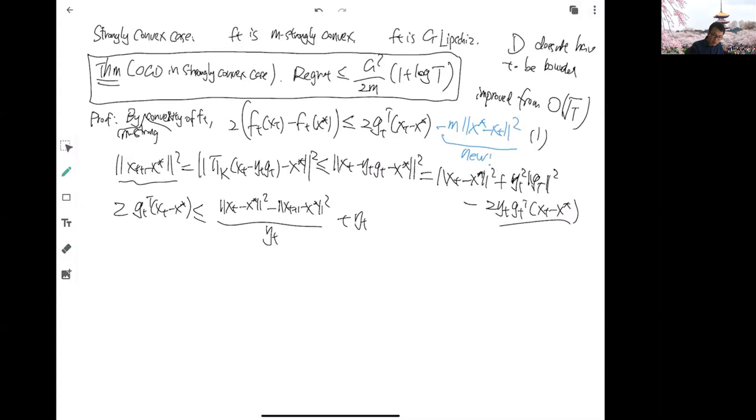So let's apply the upper bound of G-Lipschitzness of the function ft to get rid of this dependence on Gt, so we can obtain an upper bound like that. So let's call this inequality 2. Okay, by combining 1 and 2, then we get a bound of the suboptimality of xt on this function ft in terms of everything that's on the right hand side of 2.